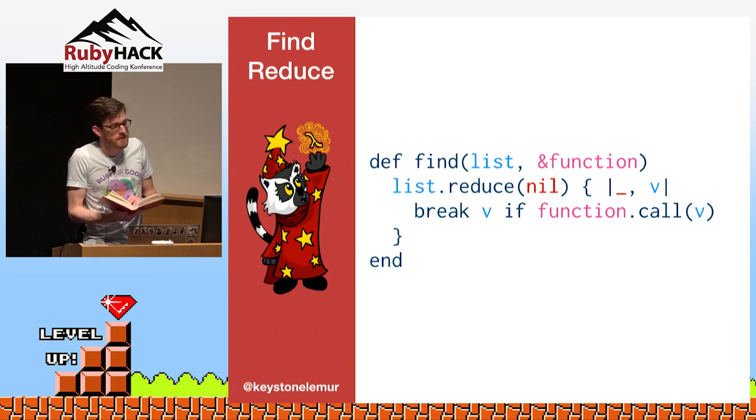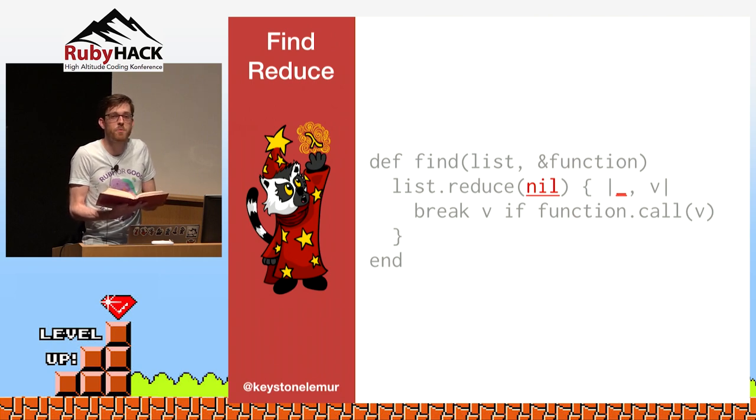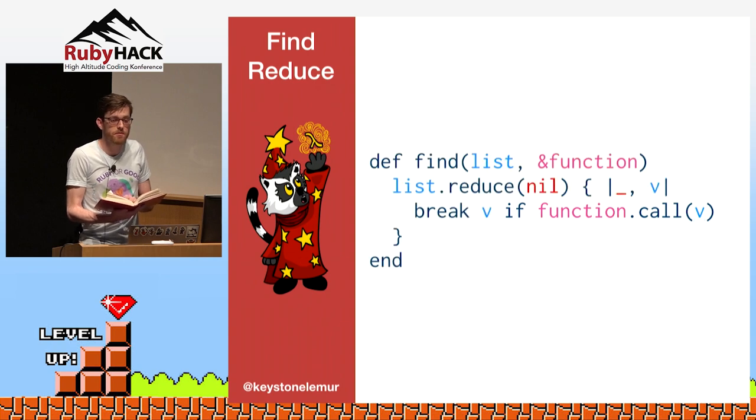So in this function, it's very interesting that we're reducing into nothing. We don't even care about the accumulator. We can completely ignore it if we want to. Now, this is not exactly the way that you should use reduce, but you can if you really want to. So we're going to break out of the loop with a value, which is kind of like return inside of there, but only if that function call happens to return true. And if it never does, we get back nothing.